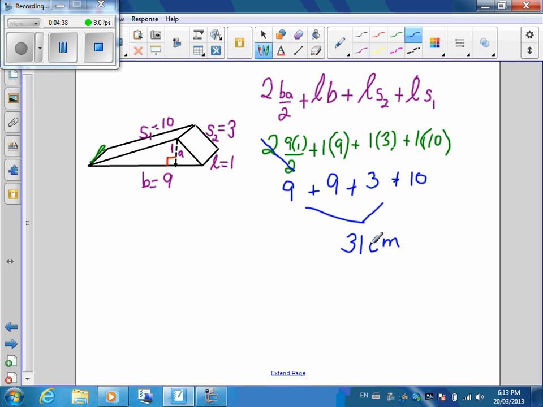Just make sure you're looking at the diagram, and whatever dimension is on the diagram is the dimension in your answer. So this is that triangle that has 2 different slopes, and the altitude is inside the triangle. So you need to look at that first.